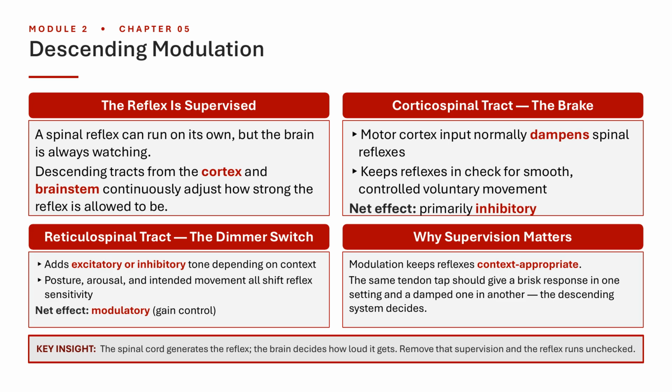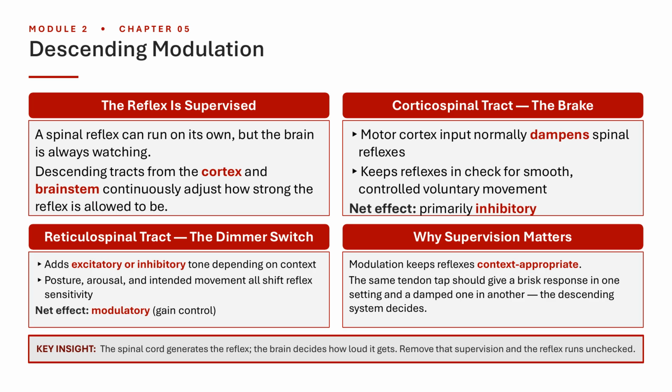But in the intact nervous system, the brain is always supervising. Descending pathways from the cortex and brainstem continuously send signals down to the spinal cord that modulate how strong the reflex response is allowed to be. Two descending systems matter most for us. First, the corticospinal tract. Motor cortex input provides tonic inhibition to spinal reflex circuits. The net effect is primarily inhibitory. It keeps reflexes damped down to a level appropriate for smooth, controlled, voluntary movement. Think of it as a brake pedal.